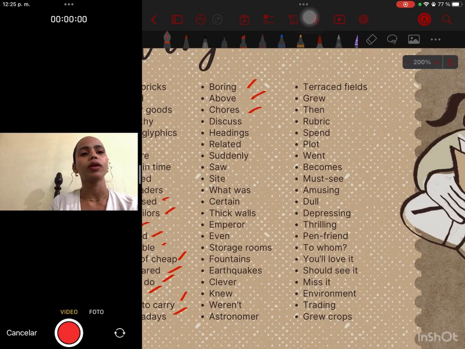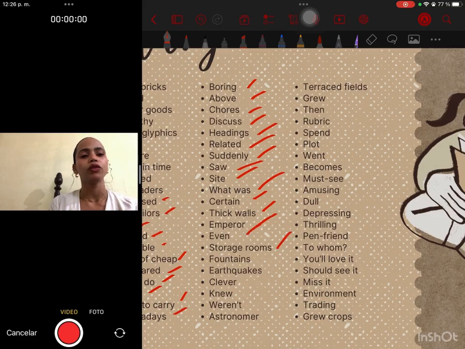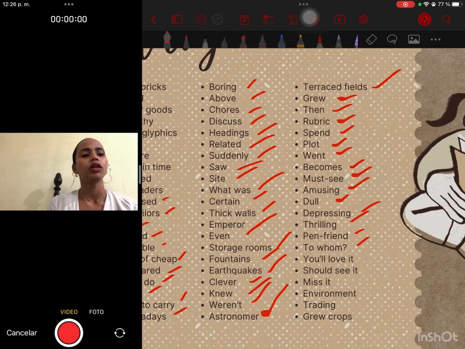Boring, above, shortest, discuss, hidden, relate, suddenly, saw, sight, certain, thick walls, emperor, even, storage room, fountains, earthquakes, clever, new, astronomer, terraced field, crew, thin, spent, plot, went, becomes, must see, amusing, dull, depressing, thrilling, pet friend, you love it, seated, miss it, environment, trading, crew, cross.